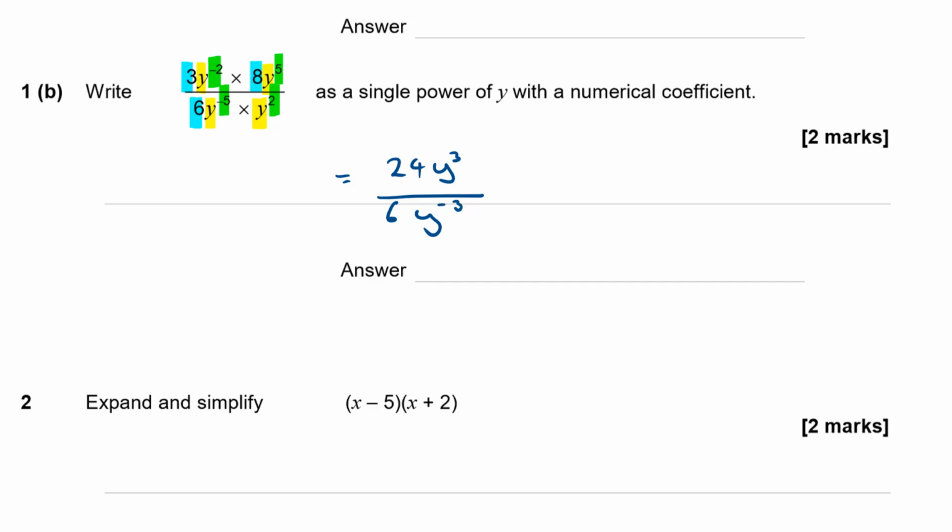Okay, so finally, I can then divide these two things. So looking at the number part first off, 24 divided by 6. 6 goes into 24 4 times. So that's going to leave me with 4. y cubed divided by y to the minus 3. If I divide two numbers with the same base, I subtract the indices. So I'm going to get y to the power of 3 subtract negative 3. 3 subtract negative 3 is the same as 3 plus 3, which is 6. So my answer is 4y to the power of 6.